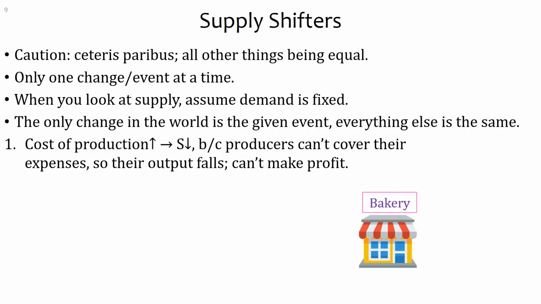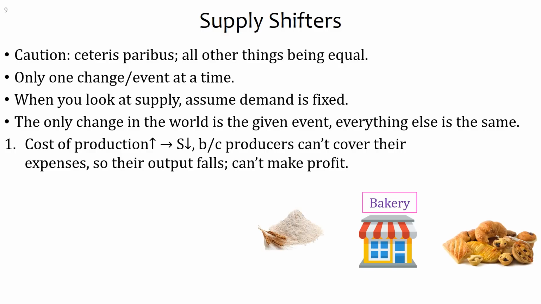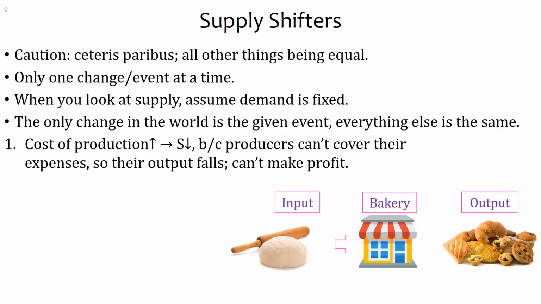Okay? So here's a good example for you to get this idea of inputs and outputs. So think of a bakery. What's the output of a bakery? Bread, right? Bread and pastries. What's the input of a bakery? What do they use to make bread? Flour, eggs, oil. Yeah, let's just say dough. So you have input and you have output. Input is what goes into the production process. Output is what comes out.